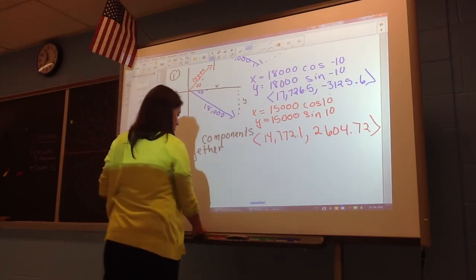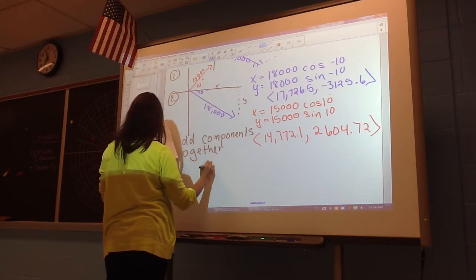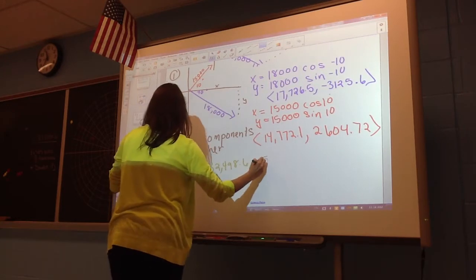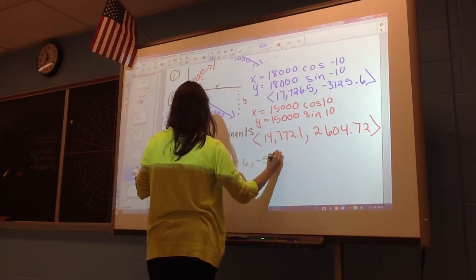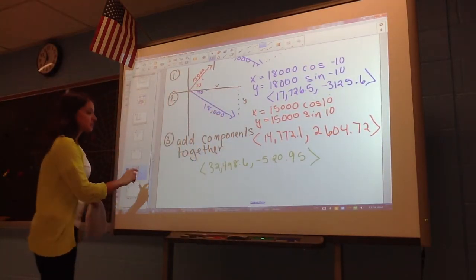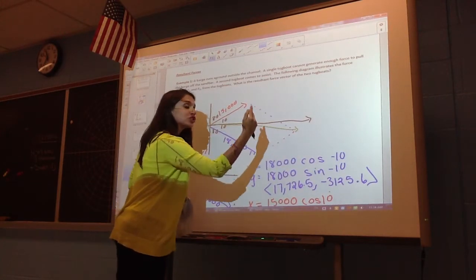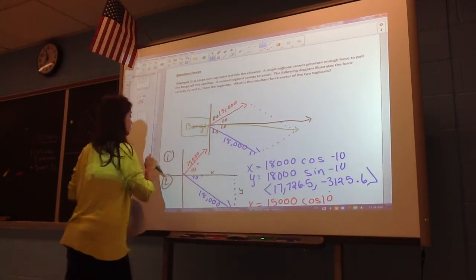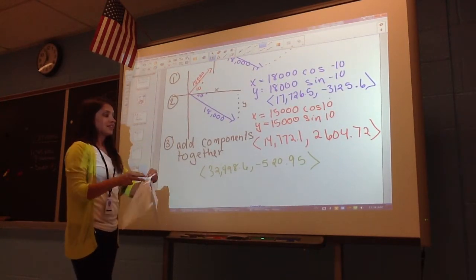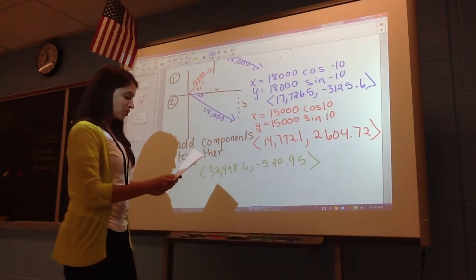So when I add those together, I end up with the component form of my vector being equal to 32,498.6 and negative 520.95. That is the green vector illustrated right here. Notice it's negative. It should be negative. It's in the 4th quadrant. That y value should be negative here. That's the 3rd step. 3rd step's usually the easiest. You just have to add those components together.